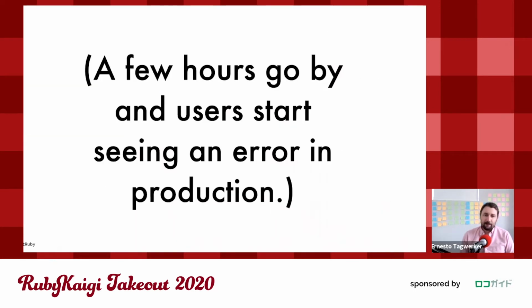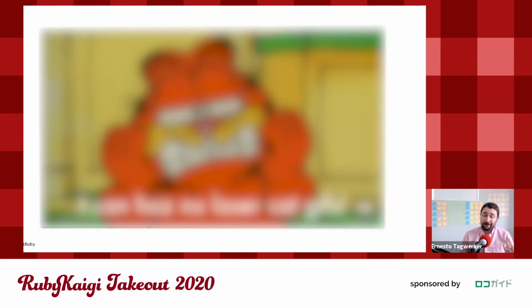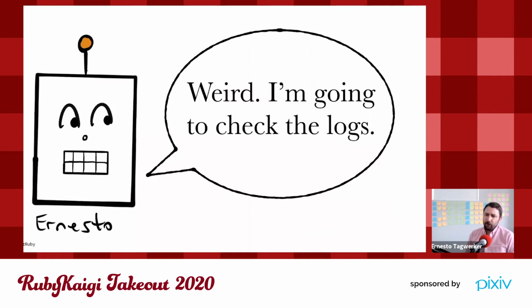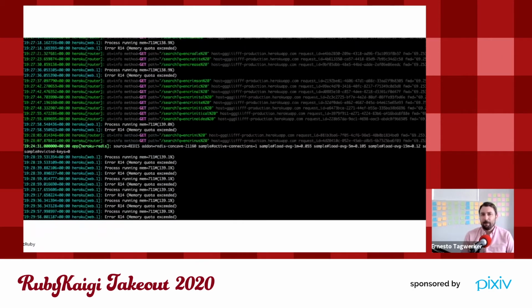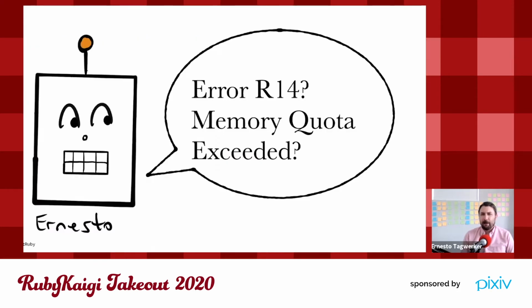The next day, I hear that users are seeing errors in production. They can't find the laser cat GIFs that they want, which is terrible. I know. And I feel awful because I'm the last one to deploy things to production. So I say, weird, I'm going to check the logs. And sure enough, when I look at the logs, I see that there are a bunch of memory usage error messages. I'm like, error R14, memory quota exceeded.